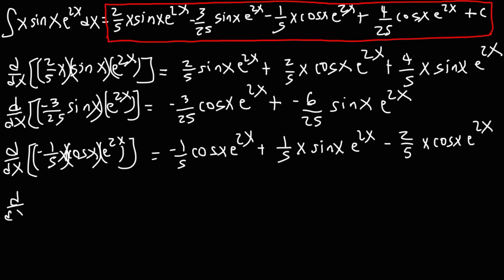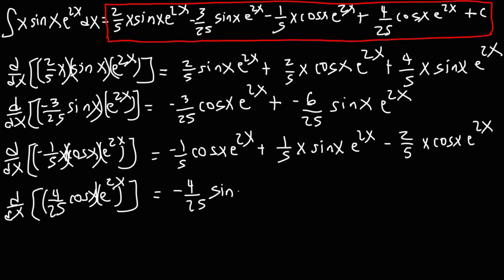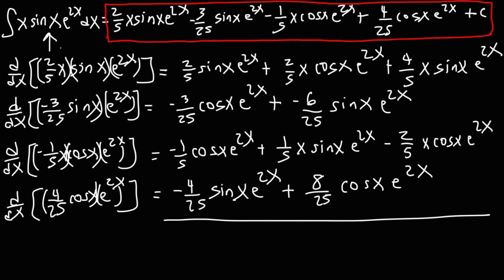Now for the last one, 4 over 25 cosine x e to the 2x, we have a two product term expression. The derivative of cosine is negative sine, so we're going to have negative 4 over 25 sine x e to the 2x. And then the derivative of e to the 2x is going to be that times 2, so 4 times 2, that will be 8 over 25 cosine x e to the 2x. So what we're going to do is add these terms and see if we get this.